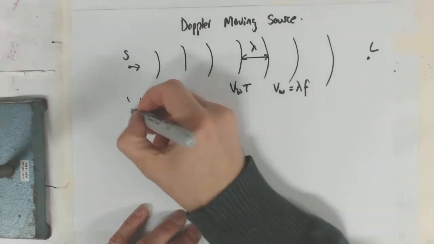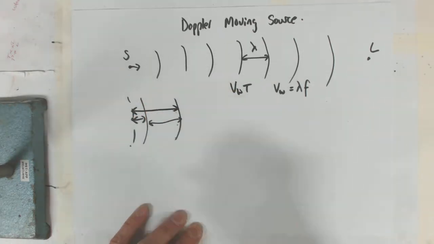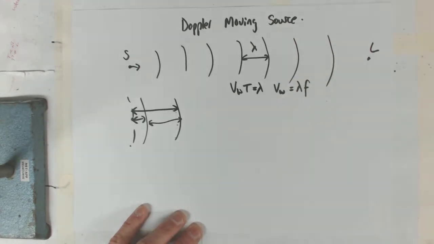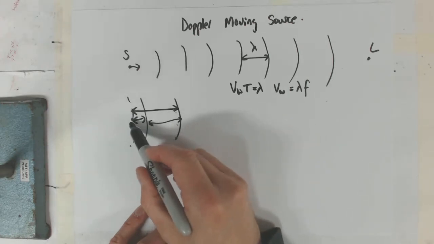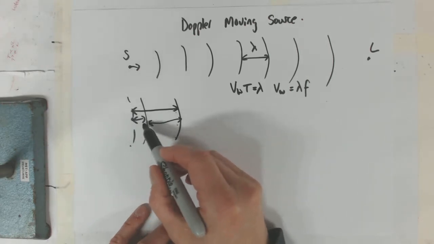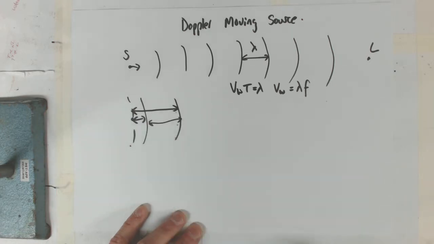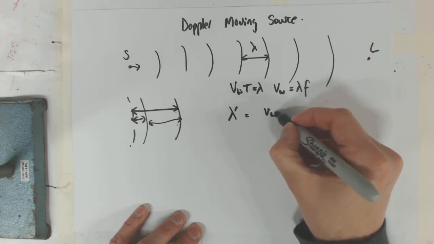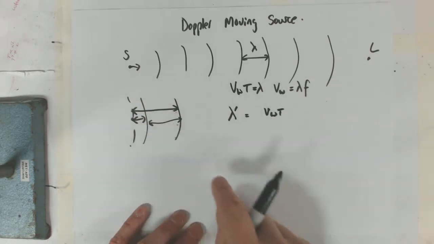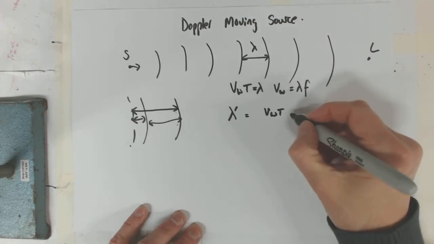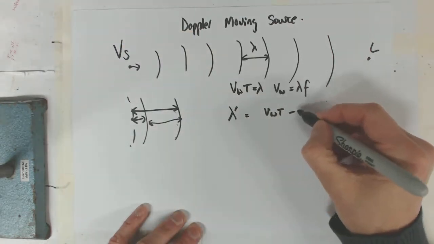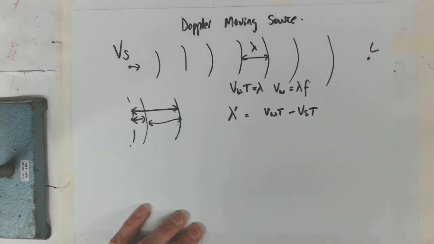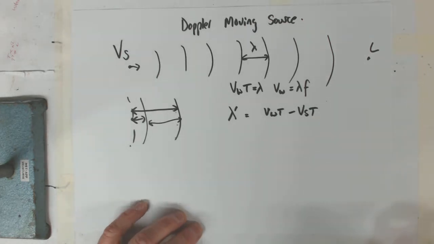Now if we look at this, we know, because we just said, that this distance here equals VW T. It's the old wavelength. So we want to know what these distances are. We know this distance here. So the new wavelength, which I'll call wavelength dash, is going to be equal to VW T, the whole wavelength distance, minus Vs T, where we call the velocity of the source Vs, because the source moves during the whole period that we were looking at. So that's the new wavelength.